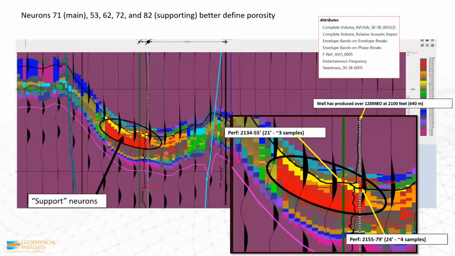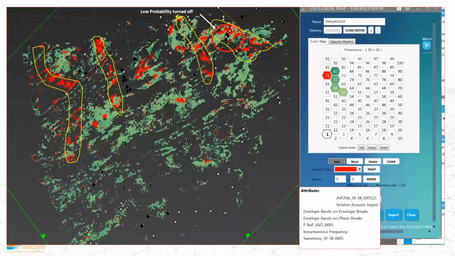And what you'll also notice is that where I have reservoir, I have a completely different set of patterns or stack in the neurons than I have everywhere else. And I don't just dote on the one neuron that ties my perforations. I'm looking at the whole assemblage of stacks. So I call this my main neuron, and these are kind of my support neurons. What I've done here is I've shown the main neuron, neuron number 71, and I've shown the support neurons that go with it.